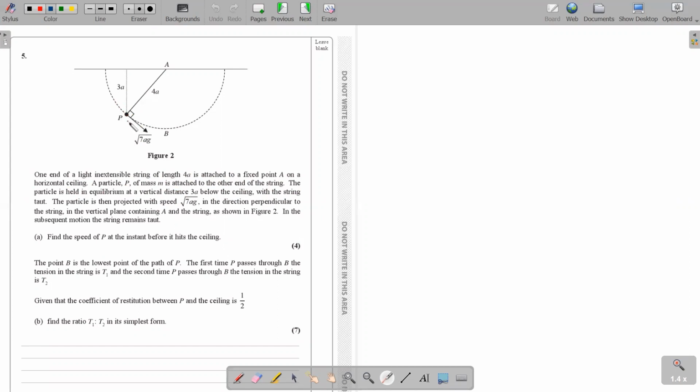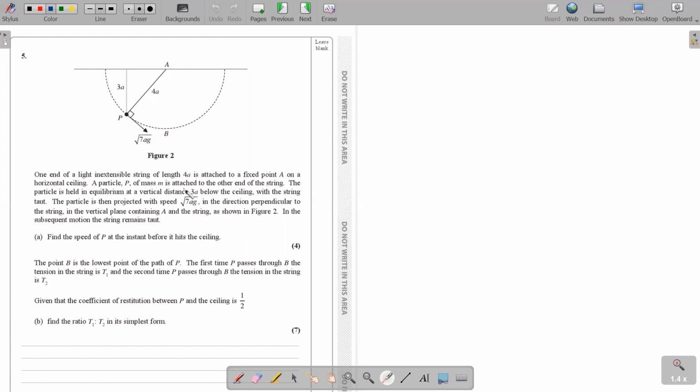Do you see? So this is the place where we start our motion, and then we project it with speed root 7ag in the direction perpendicular to the string. So that means it's directly thrown in this direction perpendicular to the string, which means we immediately start the circular motion. Then, as shown, in the subsequent motion the string remains taut. Subsequent motion means while the string is moving, it is remaining taut.